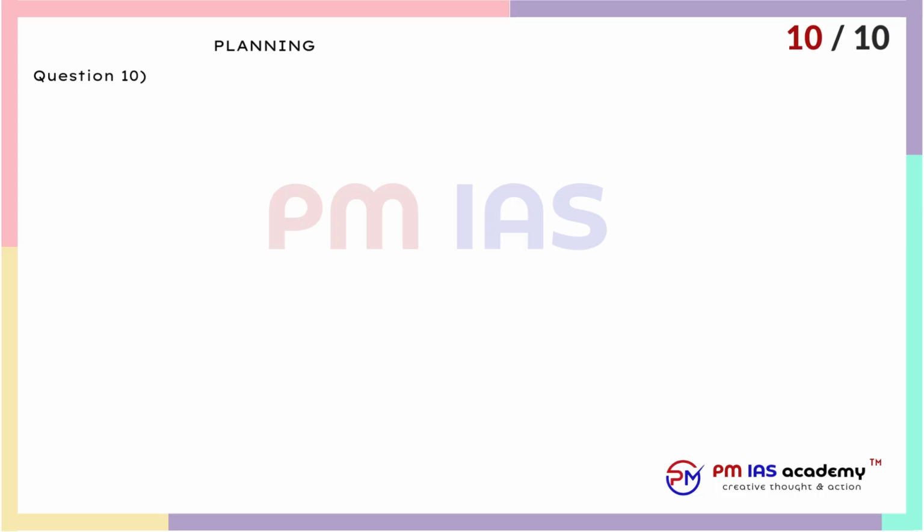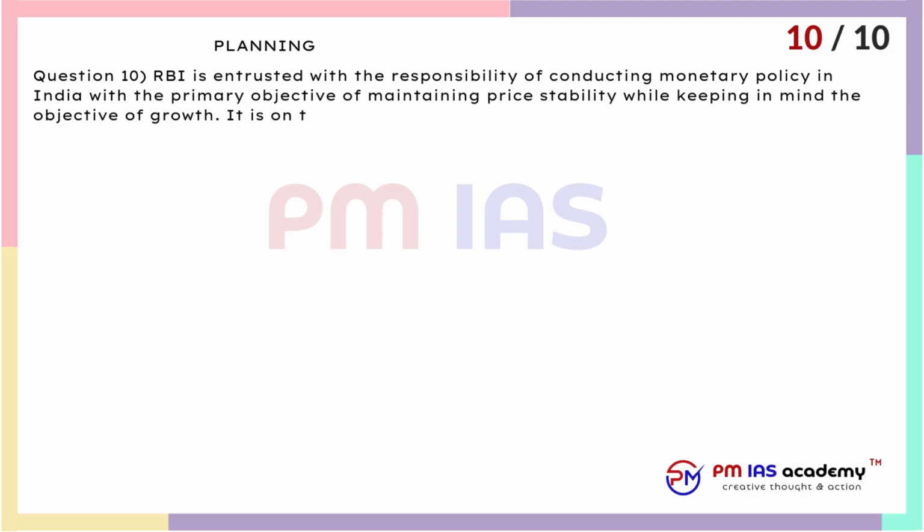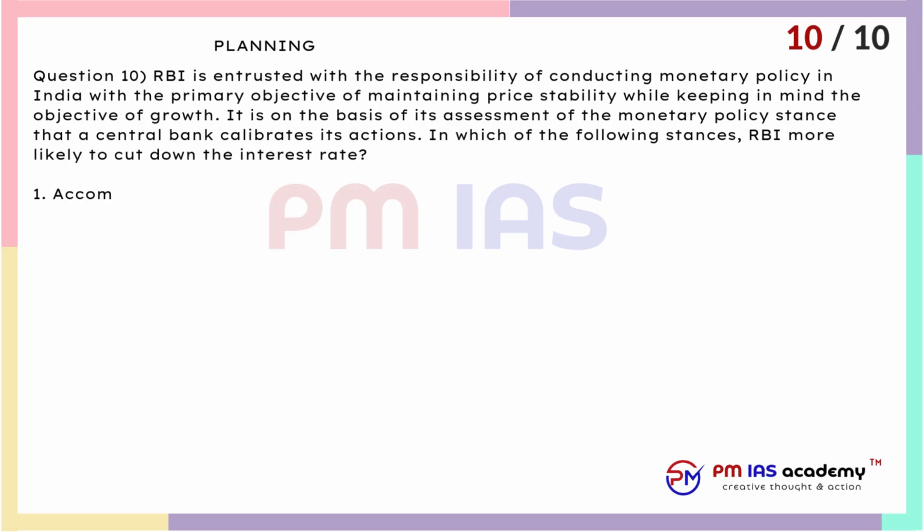Question 10. RBI is entrusted with the responsibility of conducting monetary policy in India with the primary objective of maintaining price stability while keeping in mind the objective of growth. It is on the basis of its assessment of the monetary policy stance that a central bank calibrates its actions. In which of the following stances is RBI more likely to cut down the interest rate? 1. Accommodative stance. 2. Neutral stance. 3. Hawkish stance. 4. Calibrated tightening. Select the correct answer using the code given below.